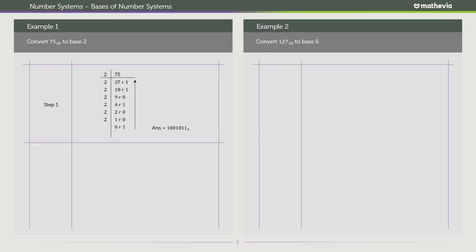Convert 127 in base 10 to base 6. So we have 127, and we just divide by 6. 127 divided by 6 gives 21 remainder 1. 21 divided by 6 gives 3 remainder 3. And 3 divided by 6, you just write it down as 0 remainder 3. Remember, you only stop when you get to 0. Then you read this from the bottom to the top, and your answer is 331 base 6. Simple, straightforward.